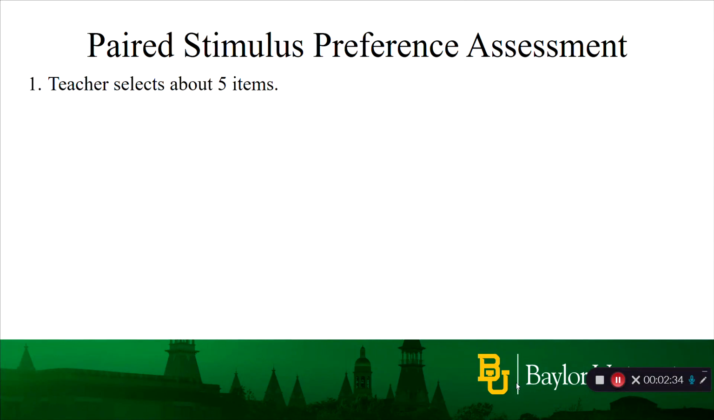The steps to a paired stimulus preference assessment begin with selecting about 5 items. You could select 3 or 4, or you could select 6 or 7. That's absolutely okay. Actually, if there's any preference assessment in which you might want to test a few more items than just 5, a paired stimulus preference assessment is a good test to use, because no matter how many items you select, 5 or 7 or 10, you will only be presenting 2 items at a time, no matter how many you're testing at once. I recommend starting with about 5, but feel free to do a few more or a few less.